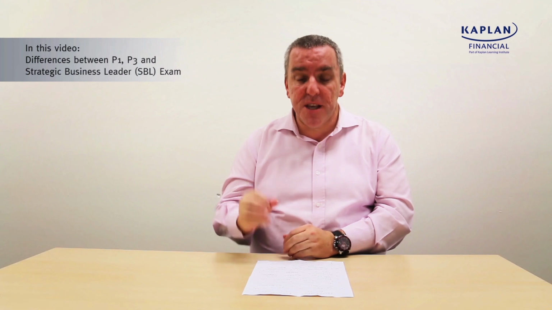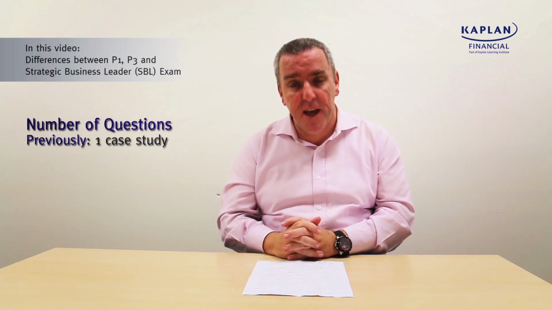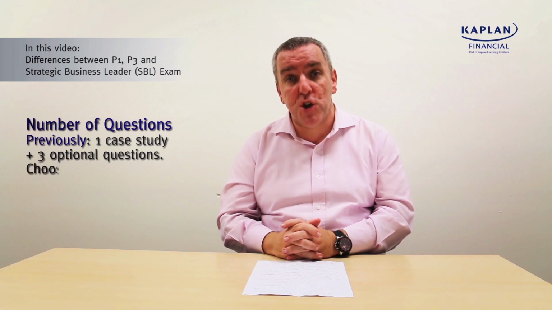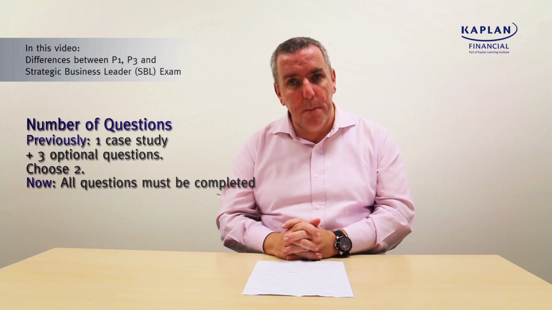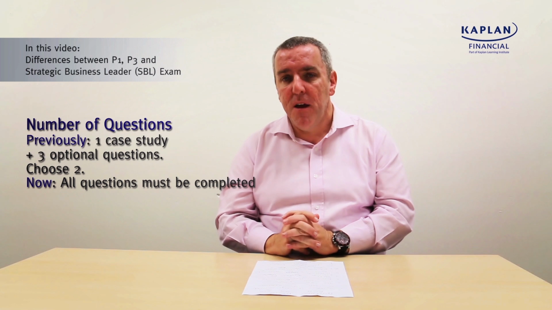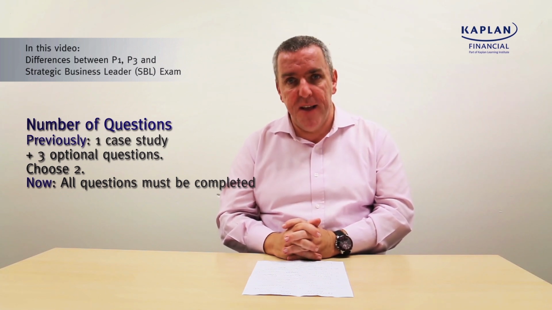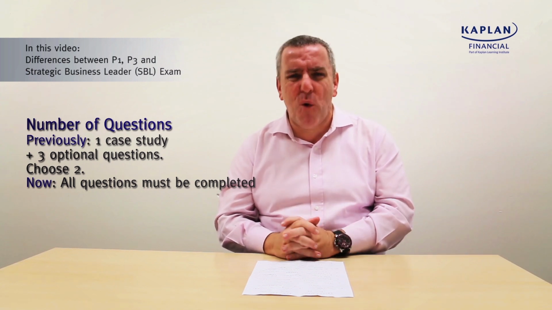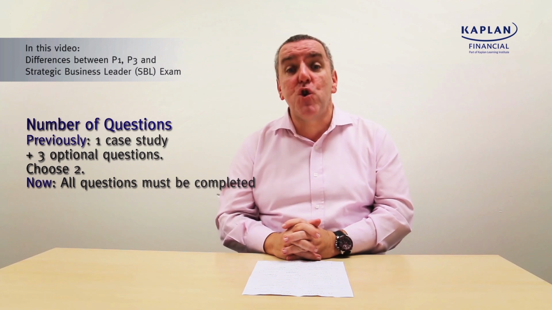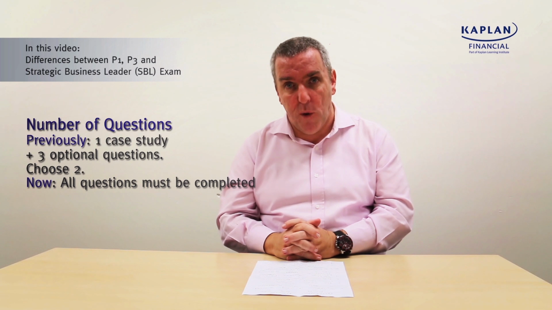The first one is the number of questions. In P1 and P3, you've got one case study and then 3 optional questions, choose 2. This is gone. There are now no more optional questions in the examination. In the SBL exam, there are 4 questions, answer 4. You are no longer given a choice. So that is one major difference. There's no, oh, I don't like that question, I'll do this other question. You do not have that in the SBL exam. You must complete all 4 questions.